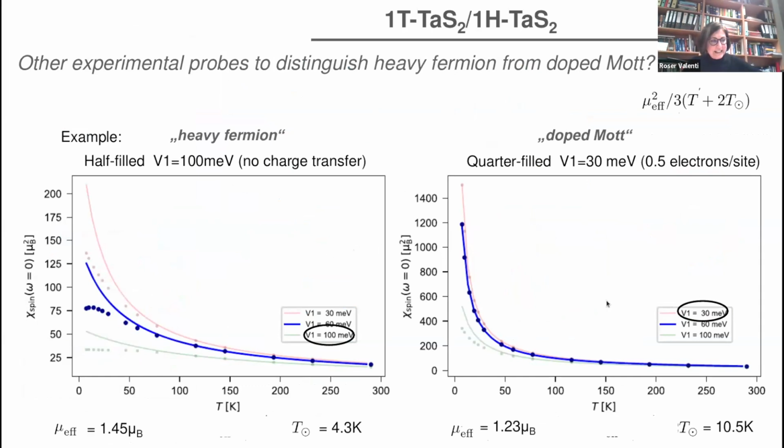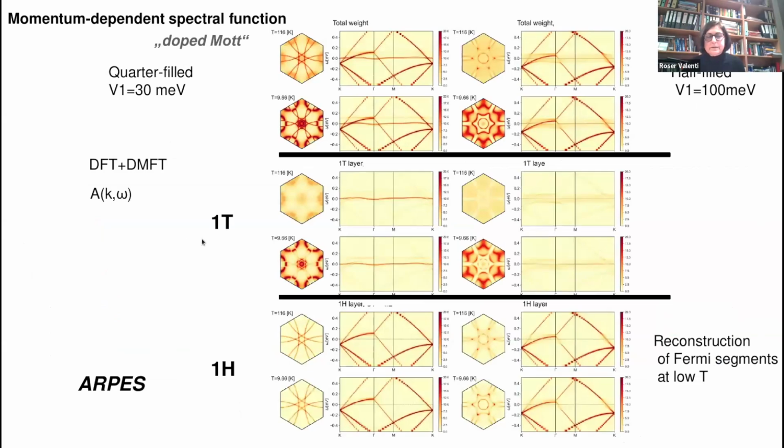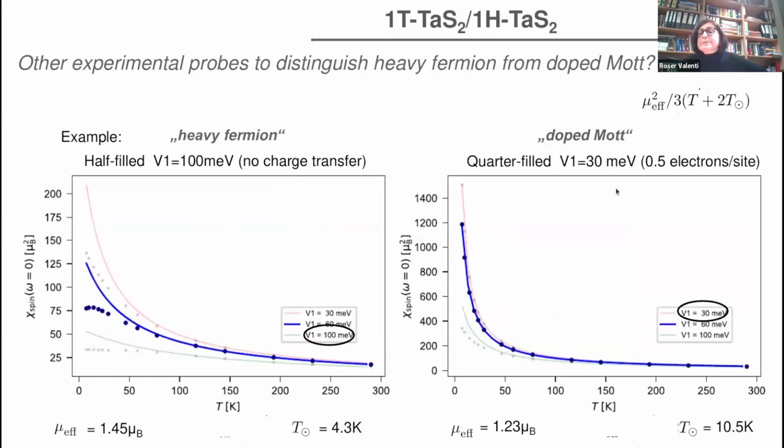If you look now at these two cases, here I'm putting the heavy fermion type of scenario so that I have a half-filled case, so no charge transfer. The 1T layer is really one electron per site, and a strong hybridization with my conduction electrons. And here what I'm showing is the case with charge transfer, so the quarter-filled case, with a smaller hybridization, but of course, I will be having screening effects due to the fact that I have the 1T only quarter filled.